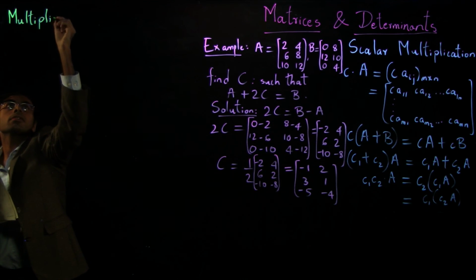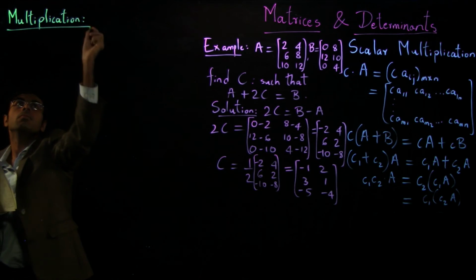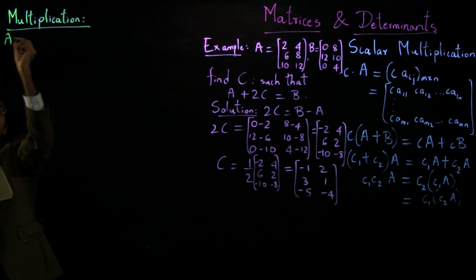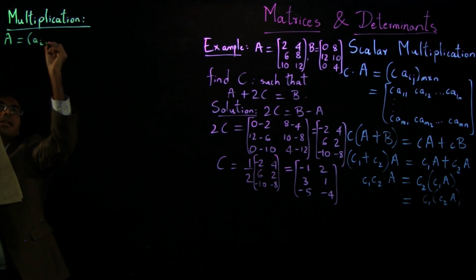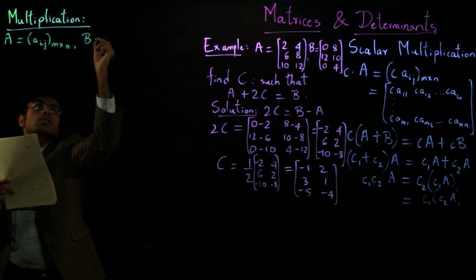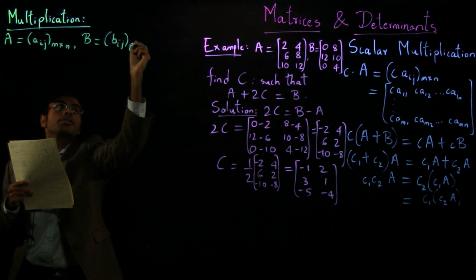So here we are going to look at multiplication of matrices. Let's start off again with the general form: A equals Aij, m by n, B equals Bij, p by q.